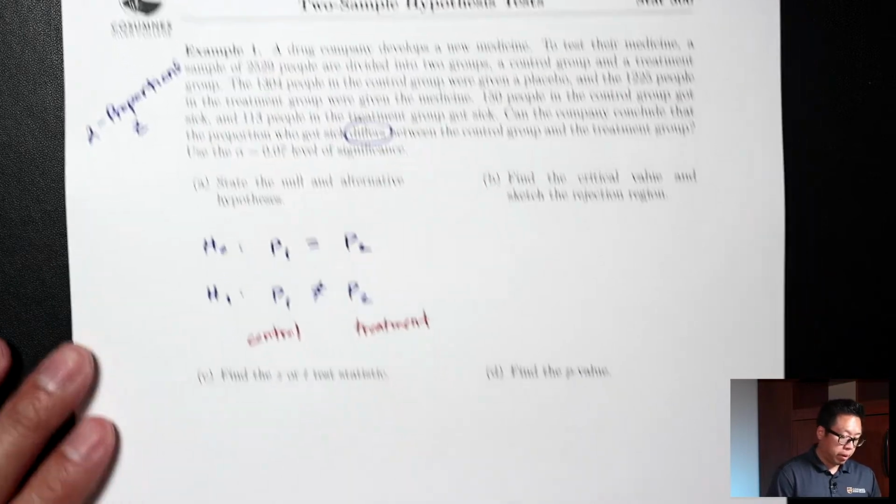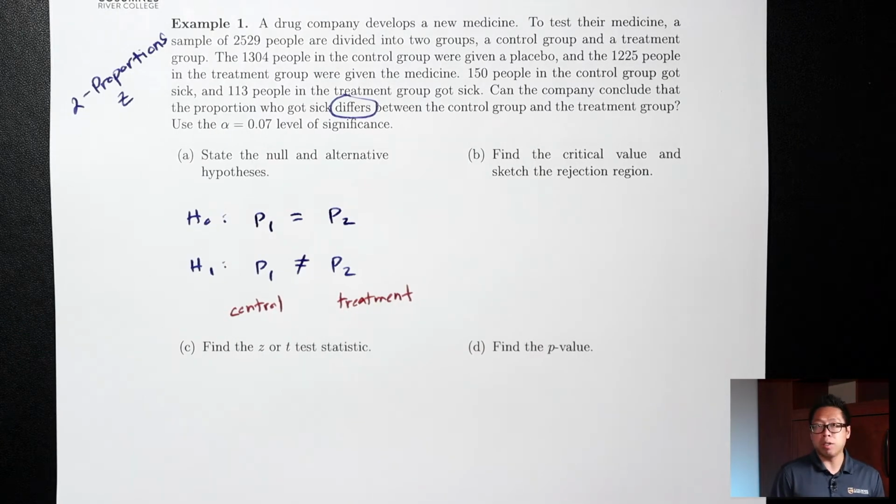Part B, find a critical value and sketch the rejection region. Okay, so we're going to be drawing the picture, either the Z distribution or the T distribution.